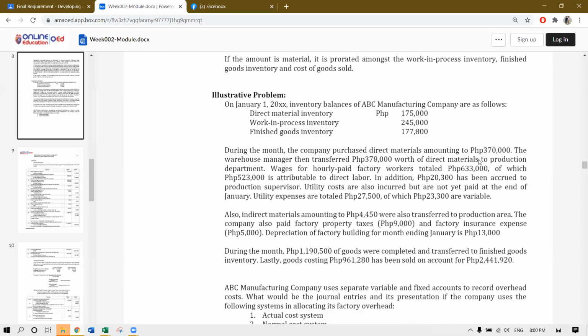On January 1, 20XX, inventory balances of ABC Manufacturing Company are as follows. Direct material inventory, 175,000. Work in process inventory, 245,000. Finished goods inventory, 177,800. During the month, the company purchased direct materials amounting to 370,000. The warehouse manager then transferred 378,000 worth of direct materials to production department.